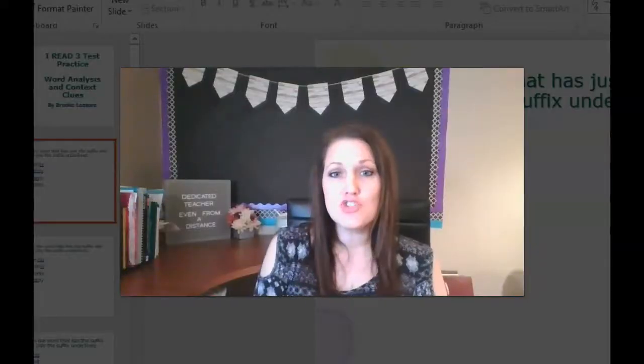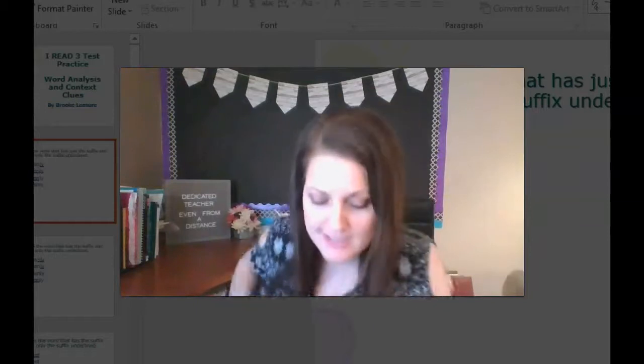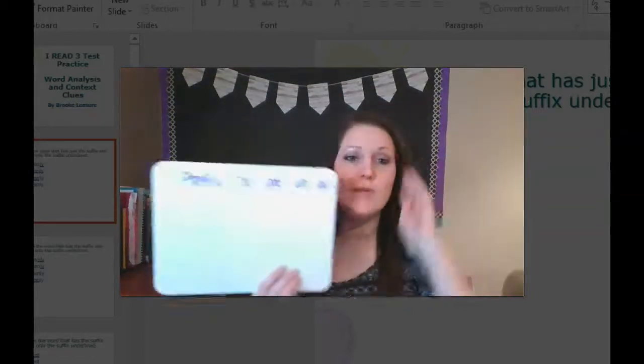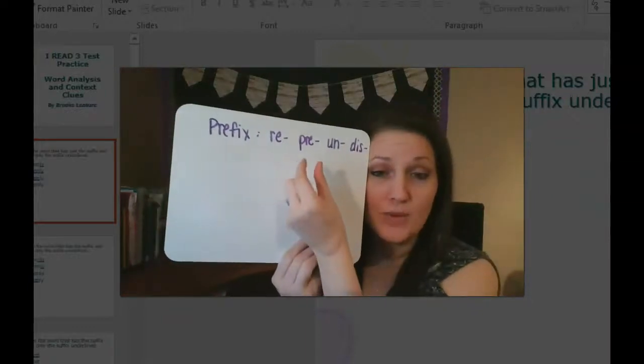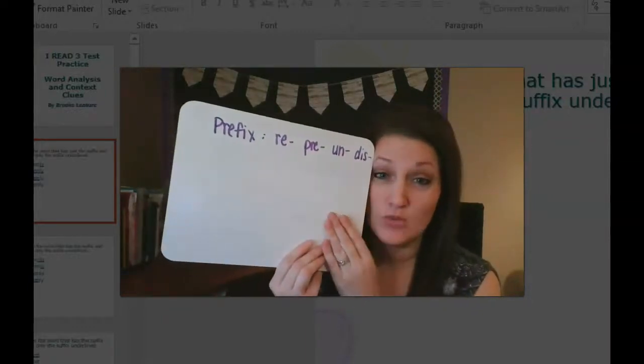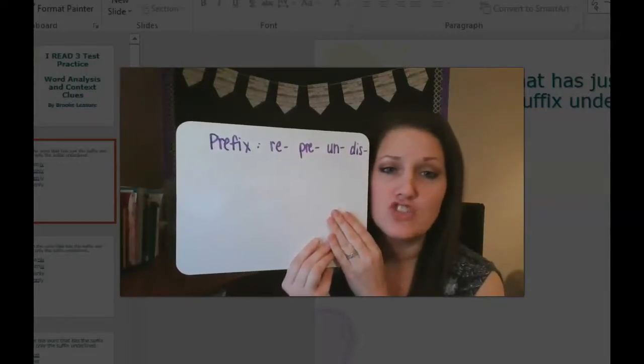On your IREAD test, you might experience some affixes. An affix could be a prefix or a suffix. So let's remember that a prefix is a beginning couple letters that we can add on to an already existing word, which we call a root word, to make the meaning a little different, to change the meaning a bit.